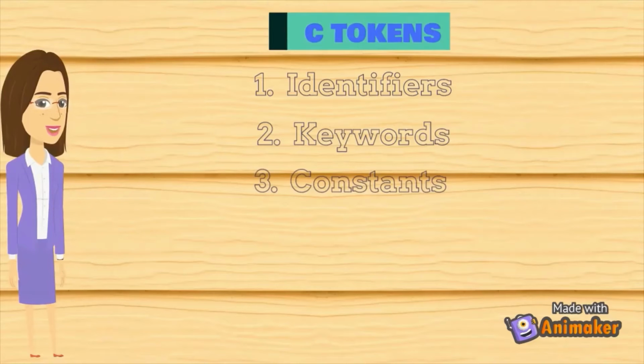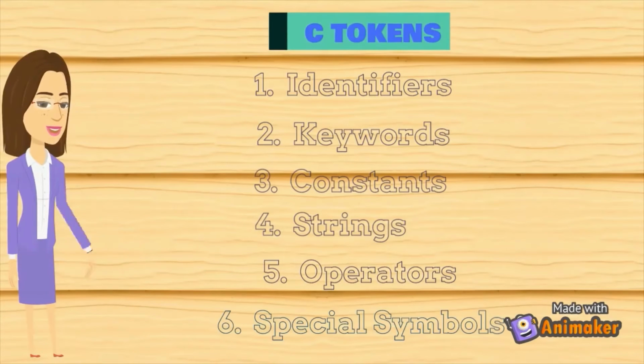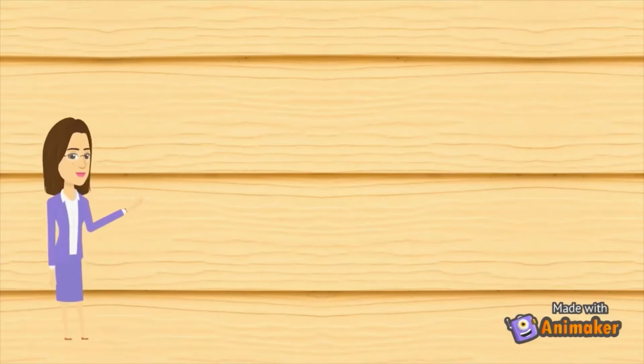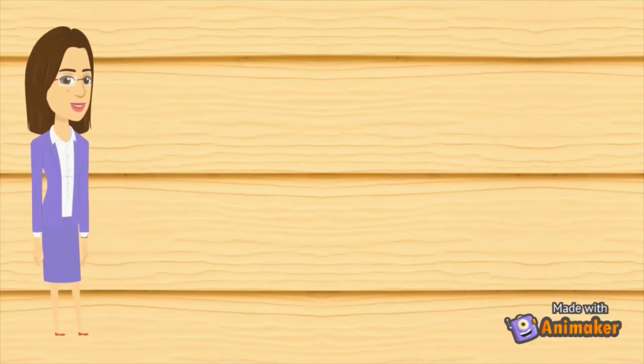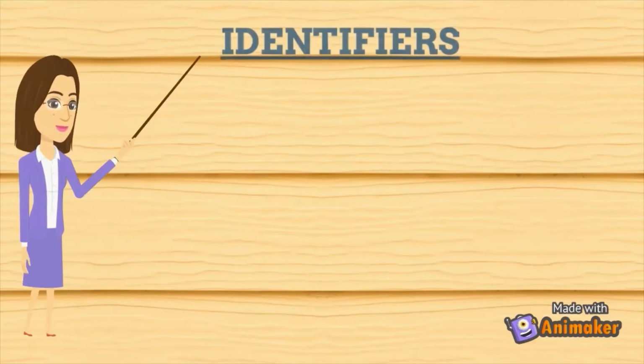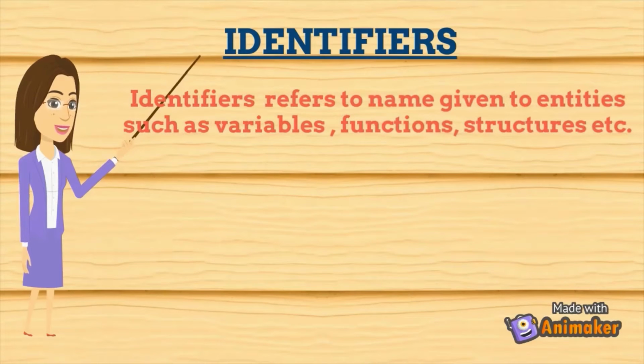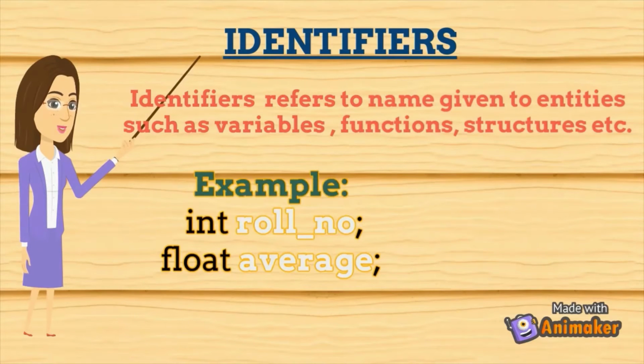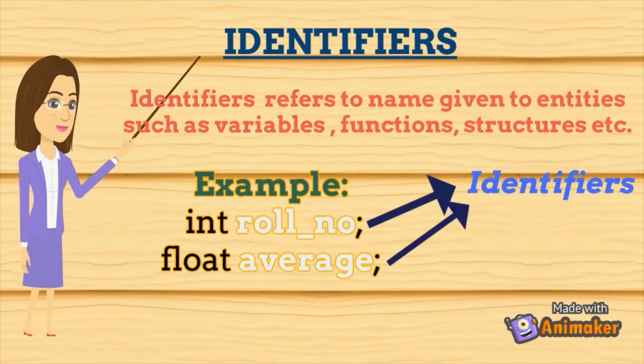Next C tokens. C tokens are very important in order to understand C language. We'll look at C tokens one by one. First one is identifiers. Identifiers refers to name given to entities such as variables, functions, structures, etc. And identifiers must be unique. Here in this example, roll number and average are the identifiers.